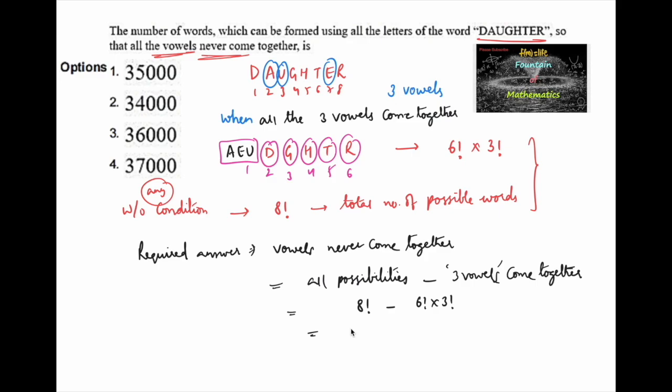So here we can write 8 factorial as 8 into 7 into 6 factorial, minus 6 factorial into 3 factorial. So 6 factorial is taken common, 8 times 7 is 56, minus 3 factorial is 6. So 6 factorial is 720 into 56 minus 6 is 50. So 720 times 50, we can give the answer 36,000, which is option C.